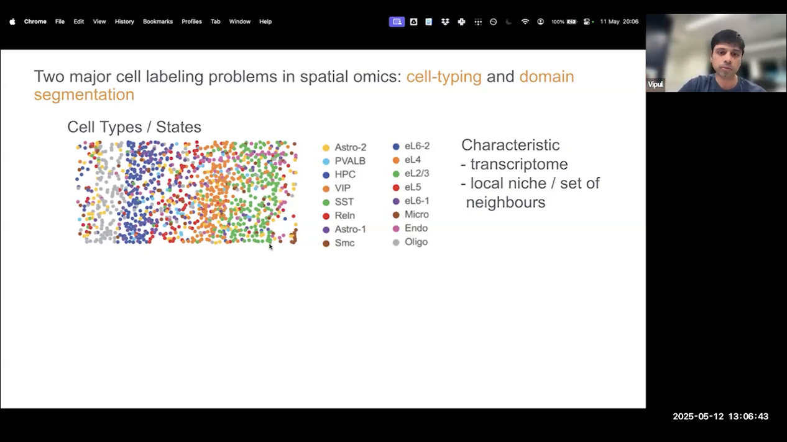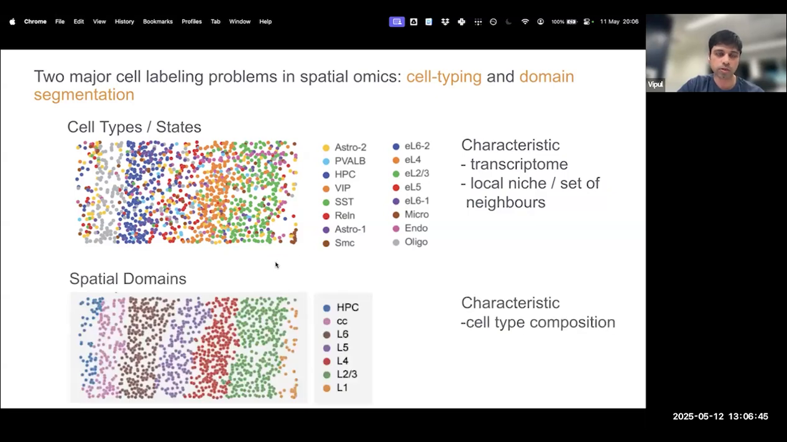And the other problem within spatial labeling is spatial domain segmentation. Here the idea is that a cell might reside in a region of a characteristic cell type composition, or said differently, a region where the average neighborhood gene expression is similar between cells, right? So cell type composition characterizes spatial domains. And BANKSY is a method that solves both of these problems in a single framework, essentially.